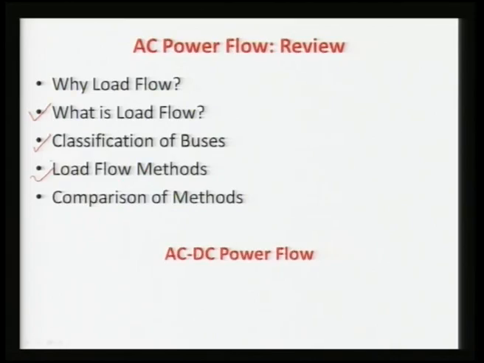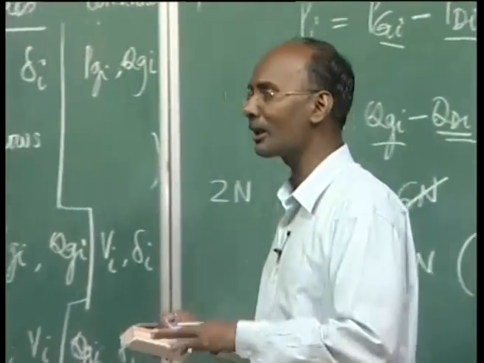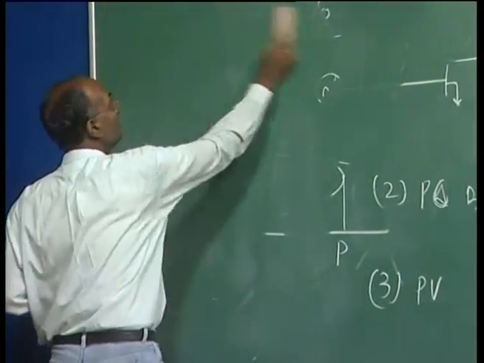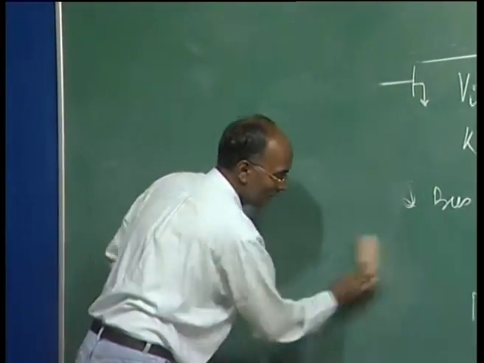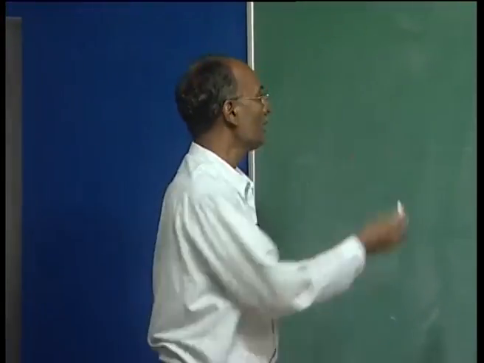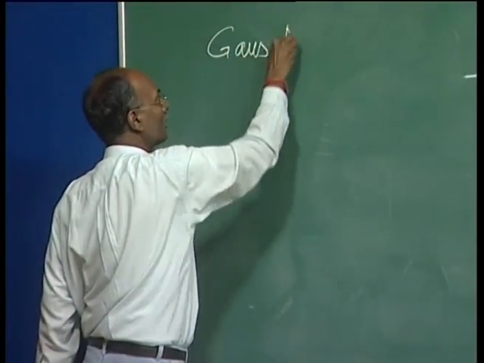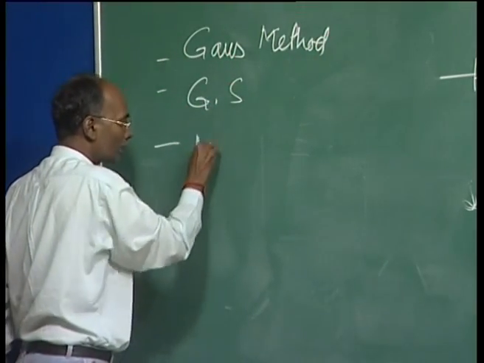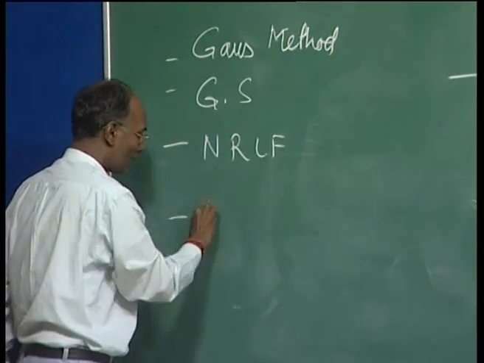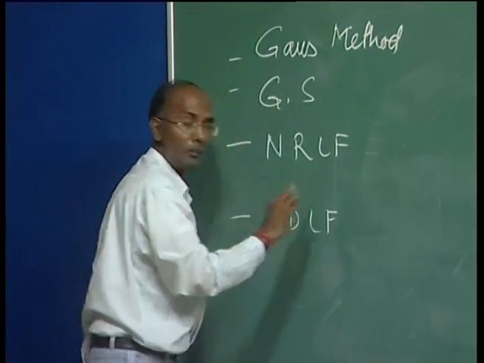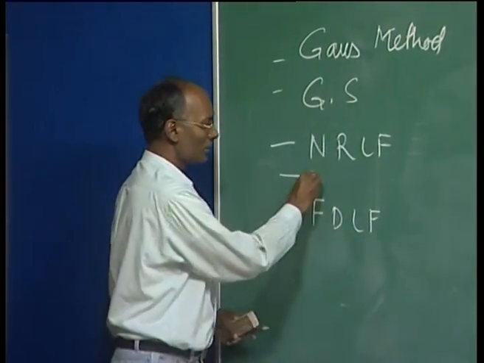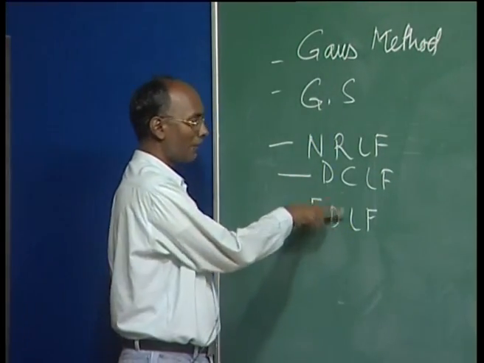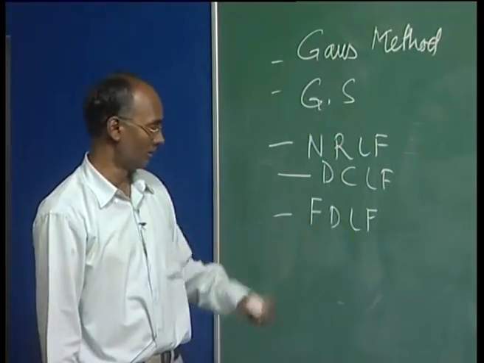Since I am only reviewing, I am not going into much detail on the various methods, but the most commonly used methods you must know are the Gauss-Seidel load flow method. Gauss method itself is there, then Gauss-Seidel, then the Newton-Raphson load flow method, and then FDLF, fast decoupled load flow. In between, some people also say decoupled load flow, because this method is derived from one to the other via the decoupled load flow.